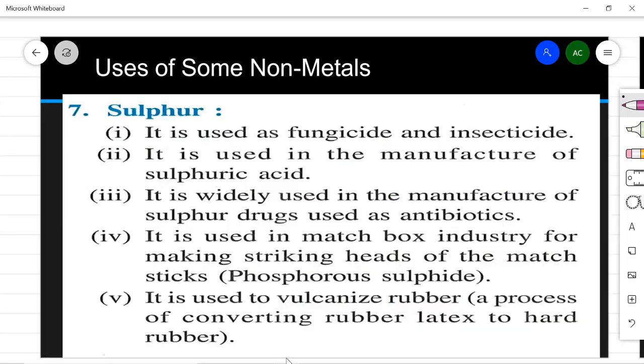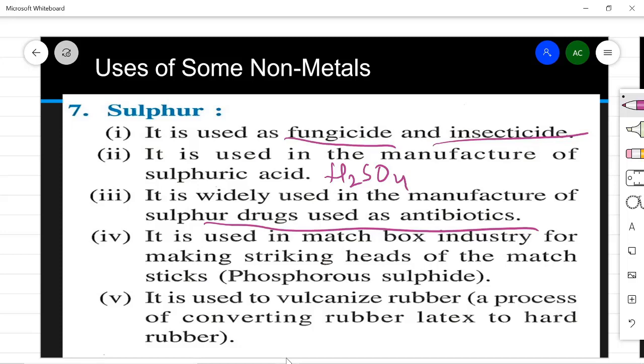Sulfur is used as a fungicide, fungus को kill करने के लिए. Insecticides, insect को kill करने के लिए use होता है. It is used in the manufacture of sulfuric acid, H2SO4. This is sulfuric acid. इसको create करता है sulfur. It is widely used in the manufacture of sulfur drugs used in antibiotics. जितने भी एंटीबायोटिक्स हैं उसमें सल्फर ड्रग्स होती हैं, तो सल्फर वहाँ पे यूज़ होता है.